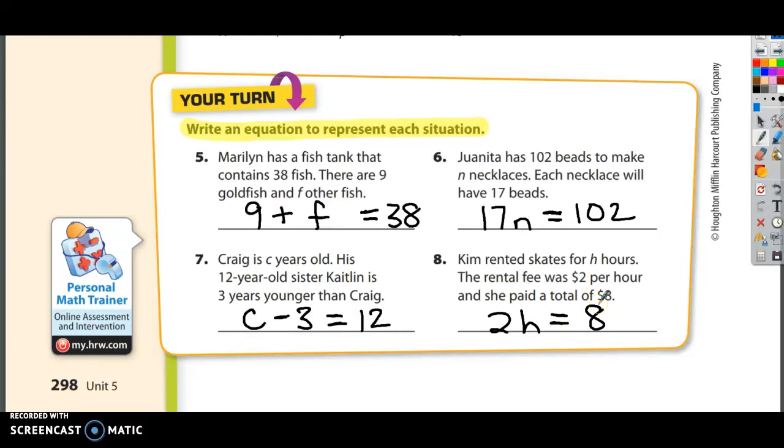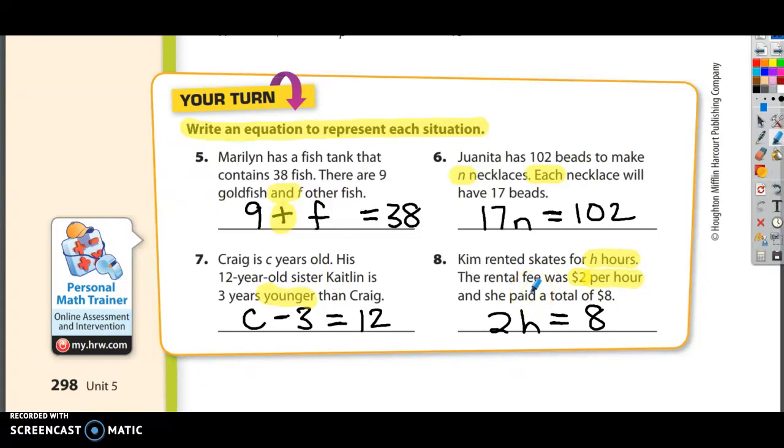All right, so let's go back and review how we know some of these terms. The word and here tells us it's going to be plus. This one's kind of tricky, actually. She has 102 beads to make N necklaces. Each necklace, well, it's probably this word right here, each. That means for each of the N necklaces will have 17. That means 17 times. Younger means subtract. And number 8 is Kim rented skates, and per hour right here tells us to multiply. It's going to be $2 per hour for H hours, so 2 times H.